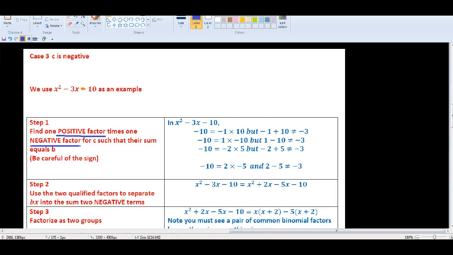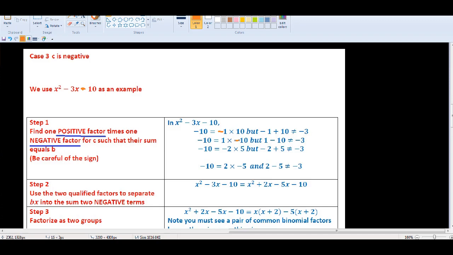For minus 10, we could write minus 1. Let's highlight the positions of the subtraction sign. You have minus 1 times 10, or 1 times minus 10. So there are two possibilities. But when you add them together, minus 1 plus 10, or 1 plus minus 10, both of them are not going to be close to minus 3.